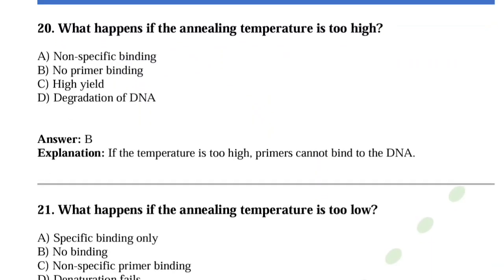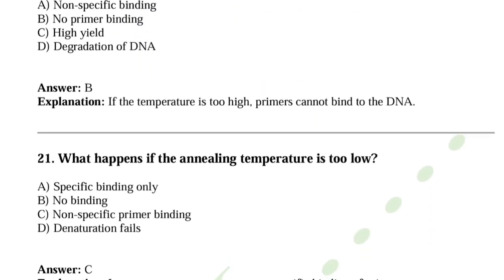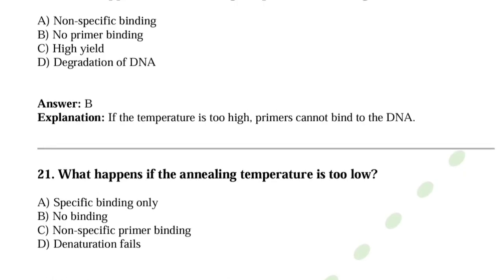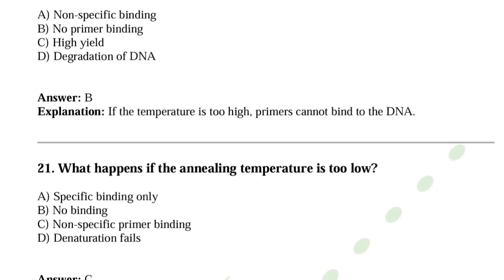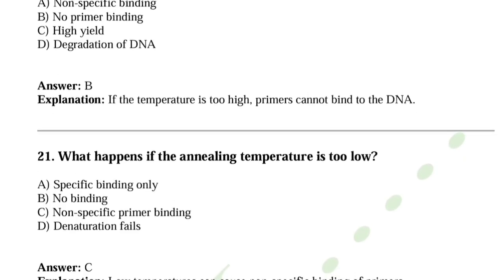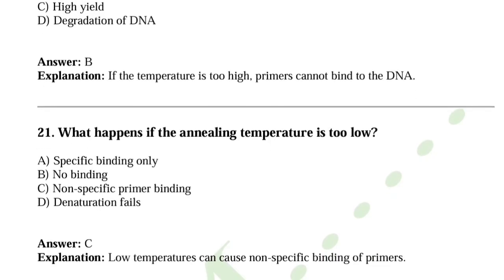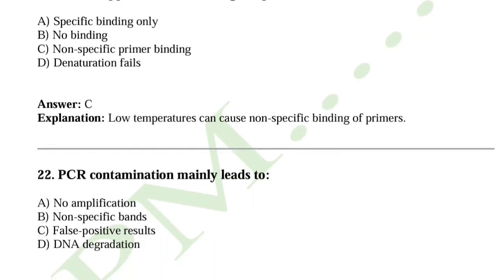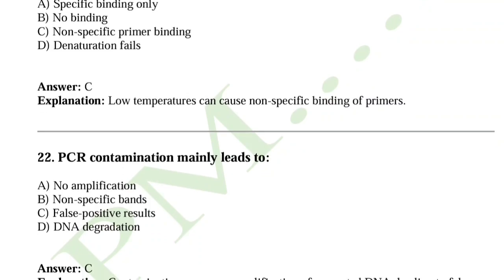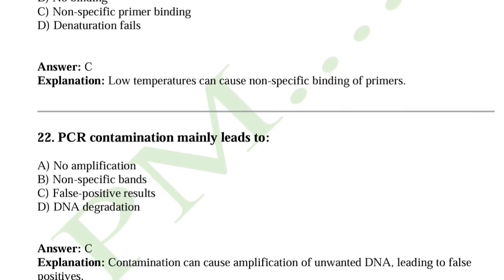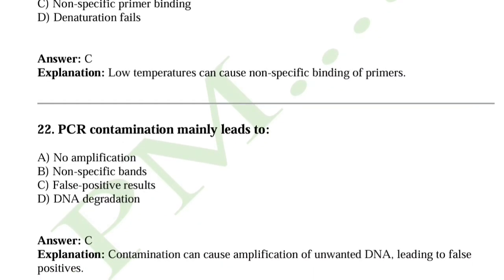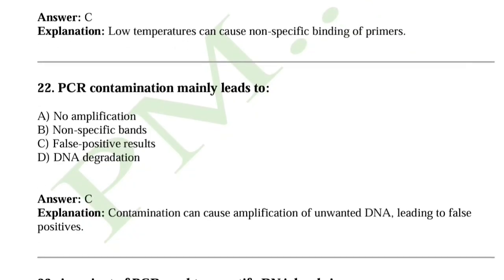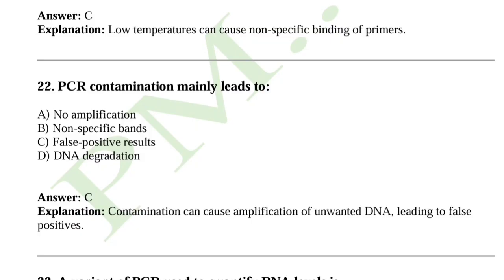Okay. So now question number 21. What happens if the annealing temperature is too low? So if the annealing temperature is too low, option C is correct, that is non-specific primer binding will occur. Question number 22. PCR contamination mainly leads to. So option C is correct, false positive results. The contamination can cause amplification of unwanted DNA, leading to false positives.